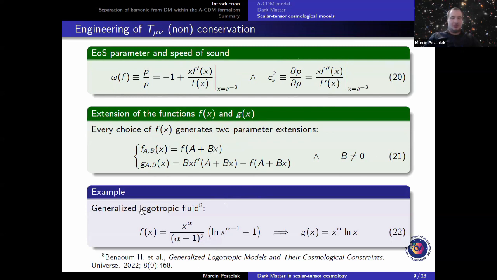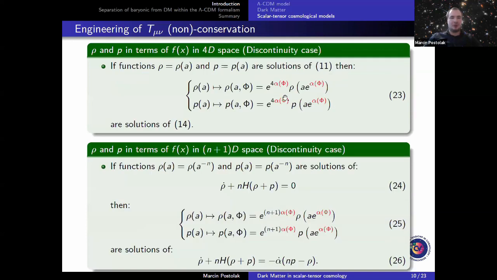So, for example, if you want to introduce this notion to one of the examples, if you plug such a function, f of x, so the notion of the energy density, you obtain such a function which describes the pressure. So we obtain the generalized logotropic fluid, so one of the dark fluids in cosmology.